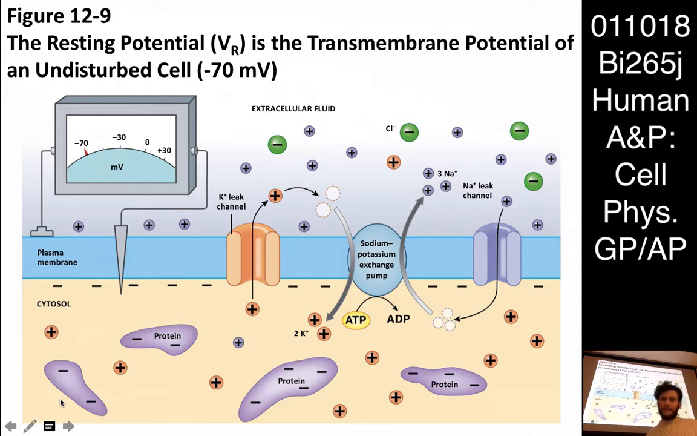Well, it's kind of interesting. The cell, first of all, has these leak channels. There's a potassium leak channel. There's a sodium leak channel. The ions that are primarily responsible for maintaining the transmembrane potential are cations, first of all.